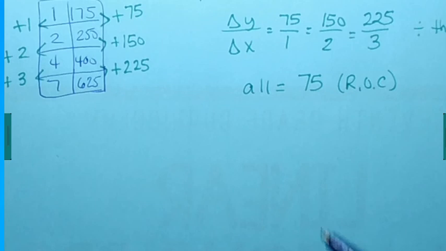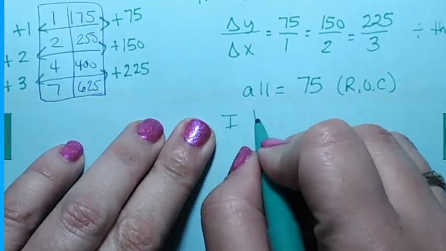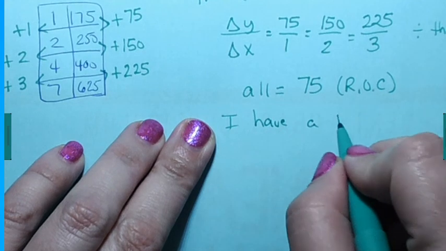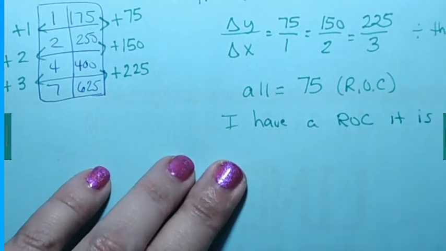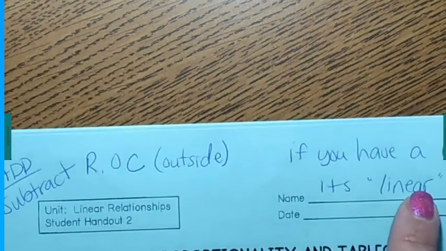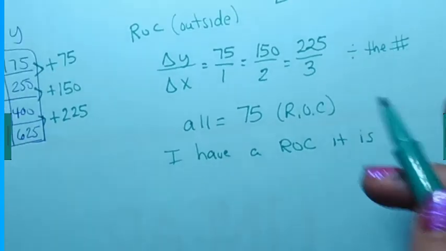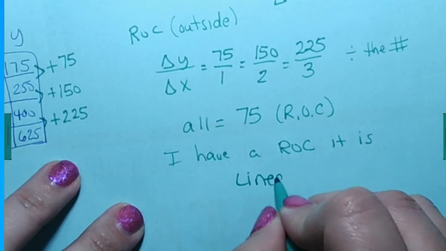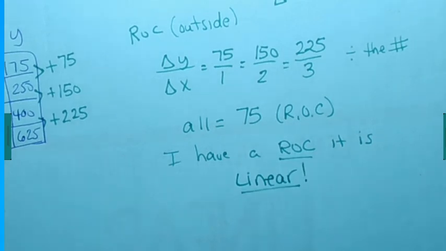If I have a rate of change, I have a rock. Anybody remember what I said happens if I have a rock? Outside. So here we said if we have a rock, it's linear. That means it's going to make a line. So you're going to see these words on your assignment, which is why I'm writing them again, because it's very important. It has a rock, so it's linear. So if I was to put all these points on a graph, it would make a straight line.